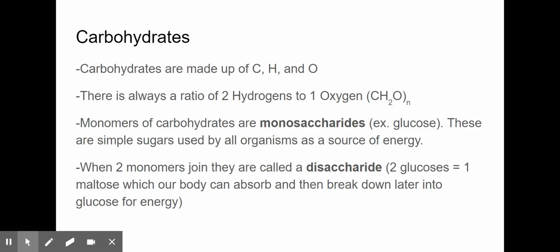Carbohydrates are always made up of carbon, hydrogen, and oxygen, and there is a specific ratio that you will find in every carbohydrate, which is 2 hydrogens to 1 oxygen. You can see in that rightmost part there's a formula for it. So they're always going to be of the form CH2O, and then there's a little n on the outside, so that can be whatever number.